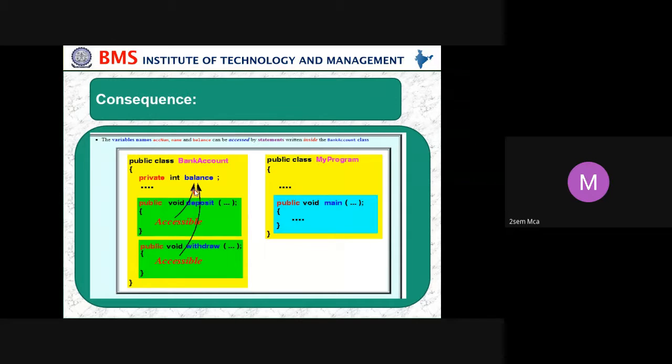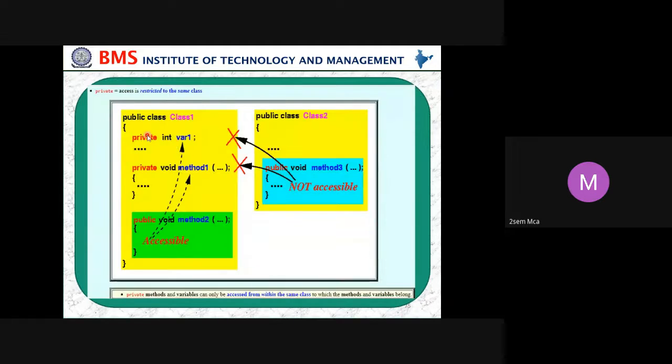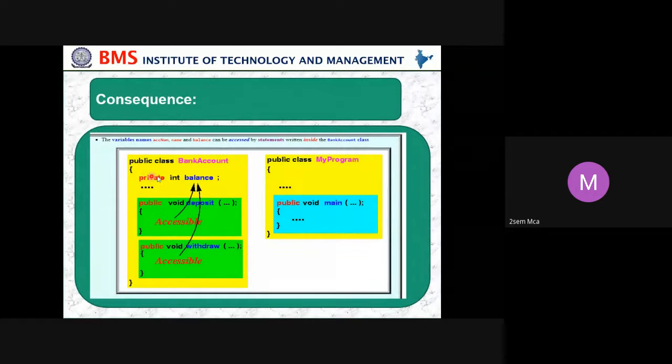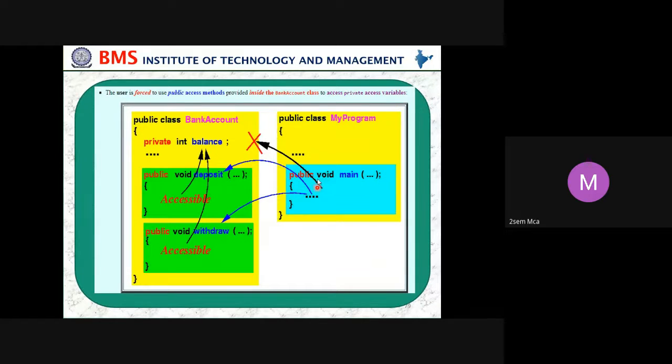In the same way here, the balance can be accessed only in that particular class. But if you want to do any transaction, we require a main program. In this case we have declared both as private, so it is not accessible. In case we declare only the variable as private and the method as public, then it is possible for us to access these values with respect to the object. That's what you can see here.